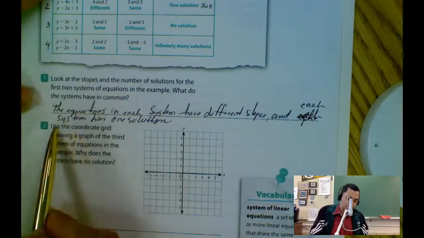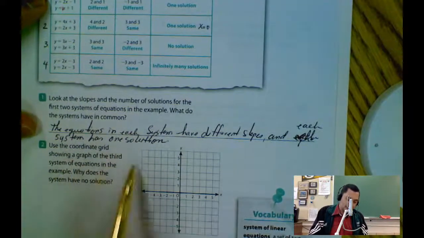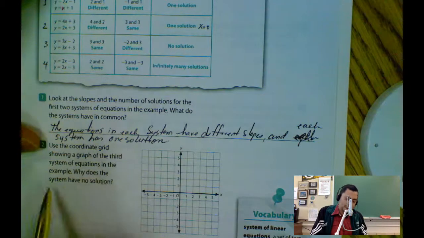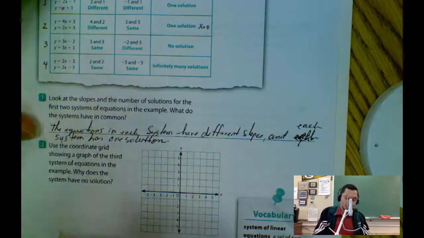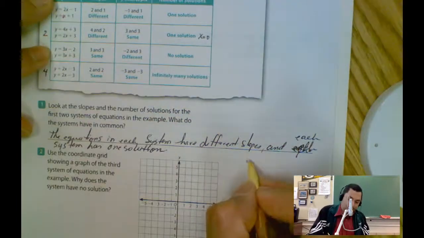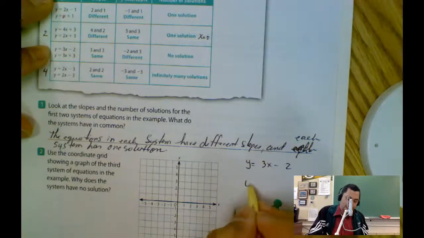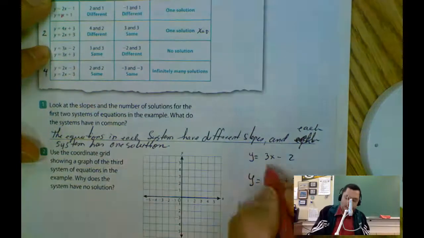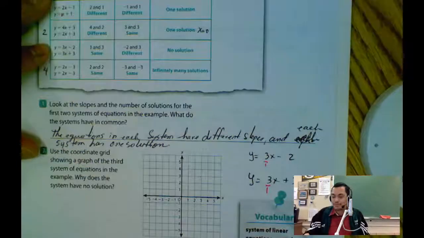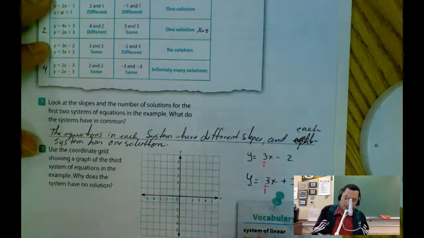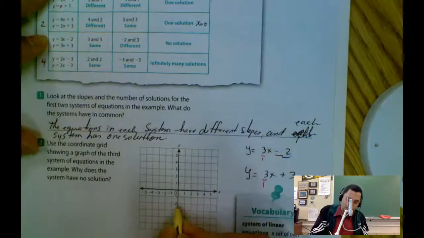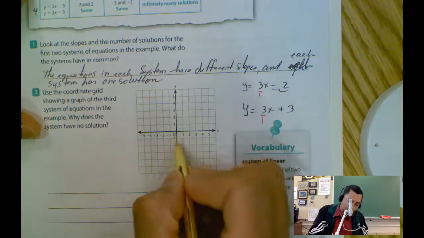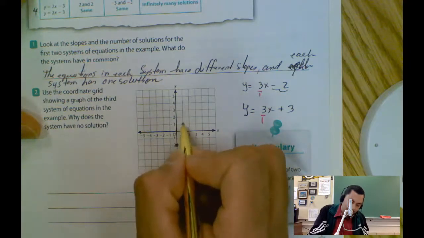Now here, use the coordinate grid, this one, showing a graph of the third system of equations. Why does that system have no solution? So we need to graph. So I have here, I'm going to say y equals 3x minus 2 and y equals 3x plus 3. Remember, to do rise over run, we put a 1 in the denominator if we don't have a fraction. And to graph in this case, we're going to start with the y-intercept, -2. So I'm going all the way to -2. I'm going up 3 units, 1, 2, 3, and 1 to the right, and then I'm going to graph.